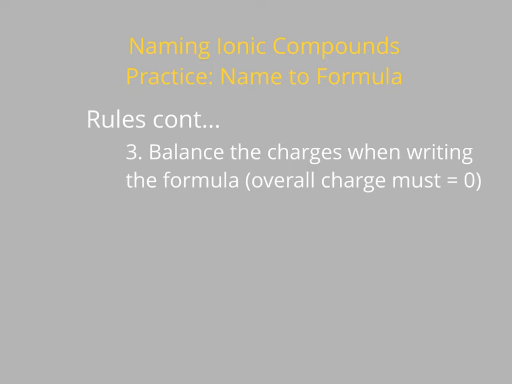So remember, ionic compounds, even though they have ionic bonds that are formed through a transfer of electrons, the overall charge of that ionic compound is going to be 0, or neutral, because the positive and negative charges of our cations and anions are going to balance each other out. So let's take a look at an example to clarify what I mean.